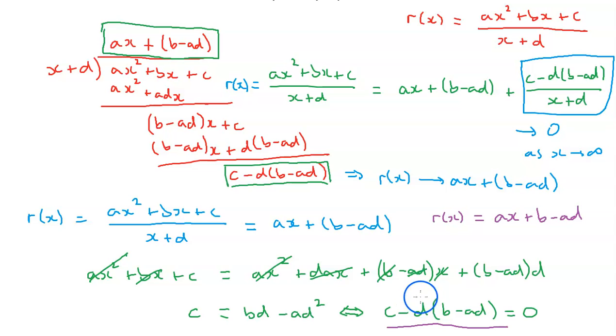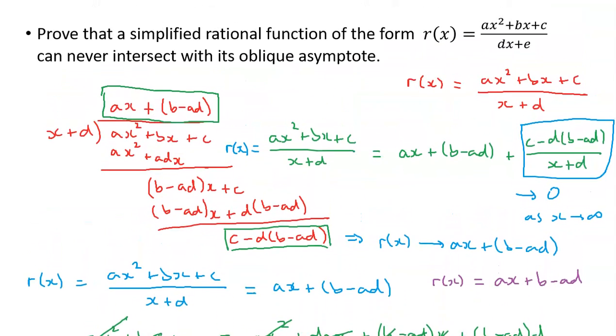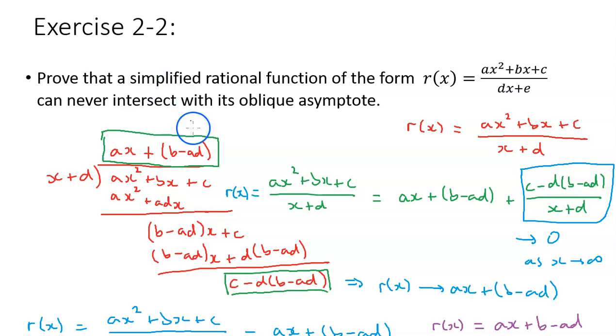And I guess you can notice that this doesn't depend on x here, so if the remainder in the polynomial division is 0, then it's true for all values of x, because in that case the rational function would be equal to its oblique asymptote. And that proves that a simplified rational function can never intersect with its oblique asymptote, because if we do have that x plus d is a factor of r of x, then it is not a simplified rational function. And so it's done.